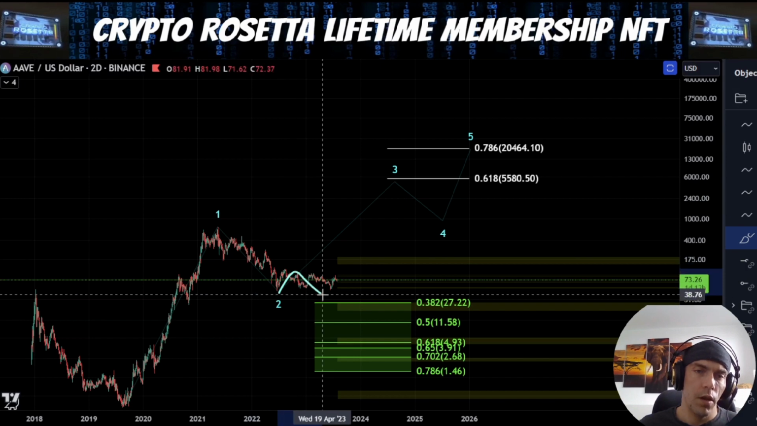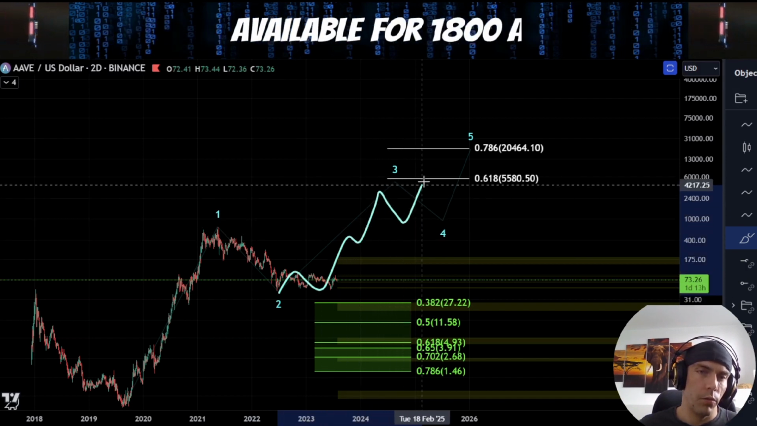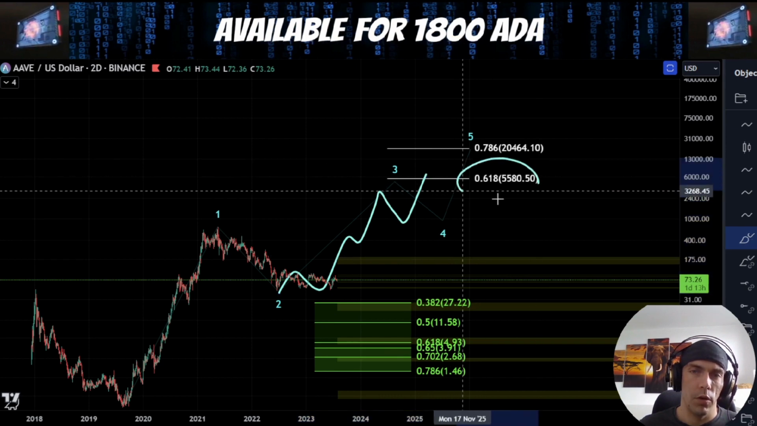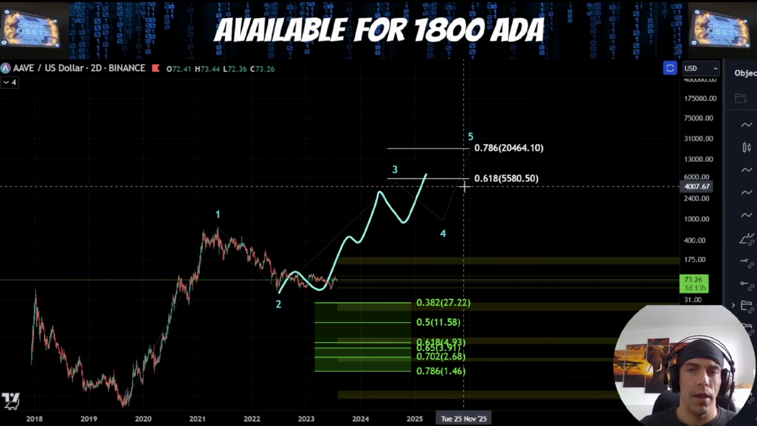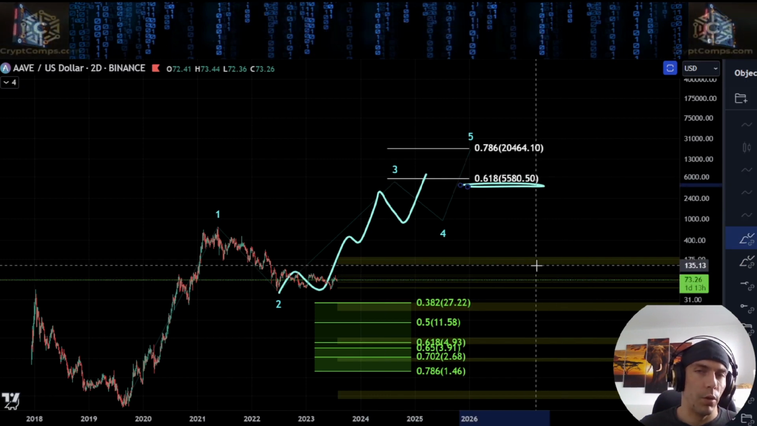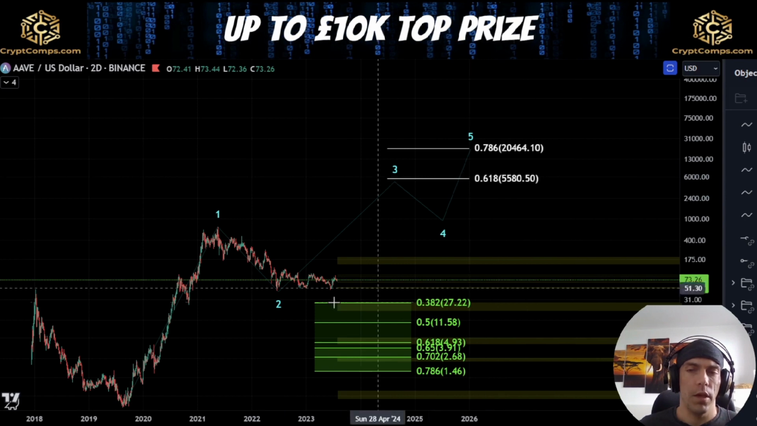If we do start to see price move to the upside here in 5 waves, what we could then get is an additional 4th and a 5th wave and look to possibly target some of these higher levels here. So the higher zone of that would be that 20k, and then we have this 0.618, which would be here towards this 5,580 level. So going to be keeping an eye on this.